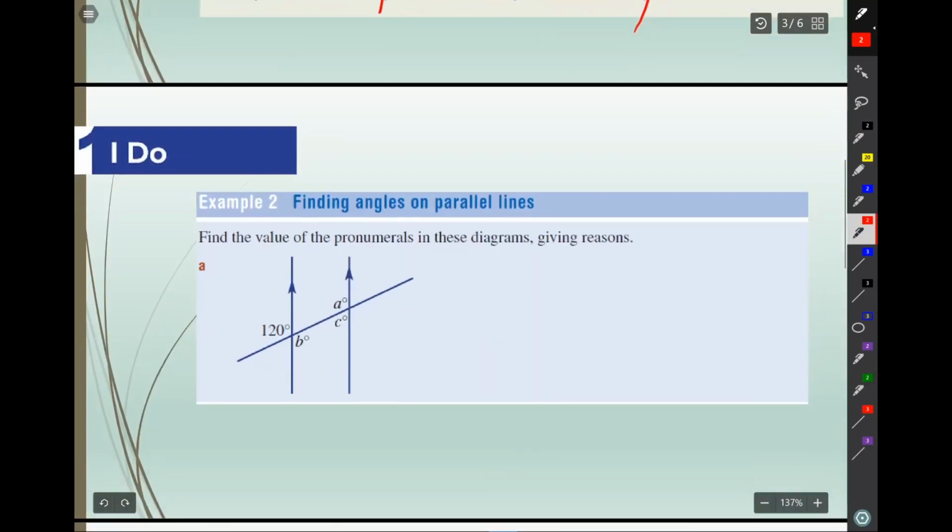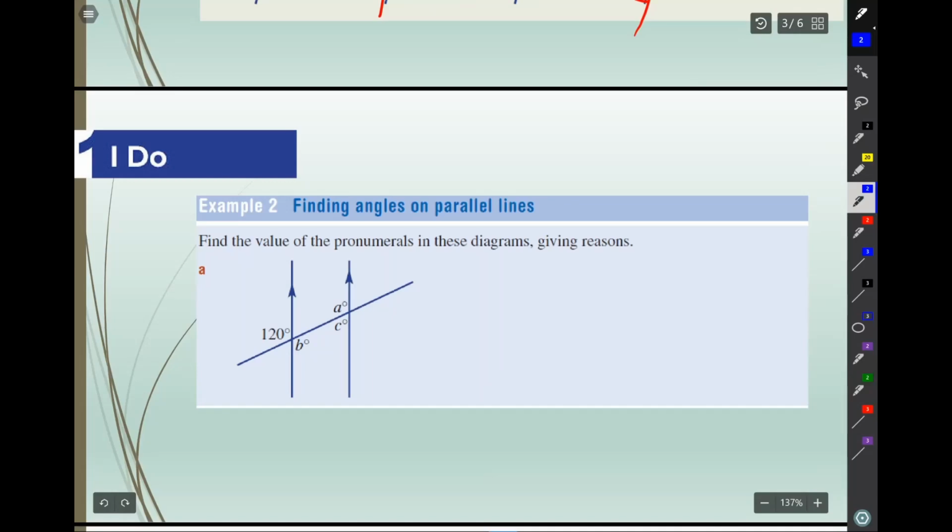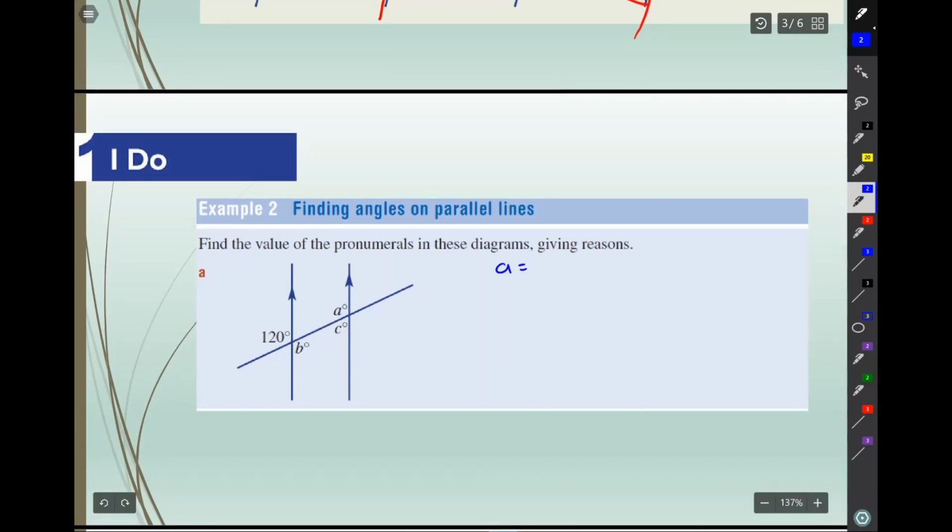Now our toolkit is complete. We can actually finish off this example we've been working on. So in our last two videos we learned that C was 60 degrees and B was 120. And now we can figure out A by looking at this F pattern that we can make here.